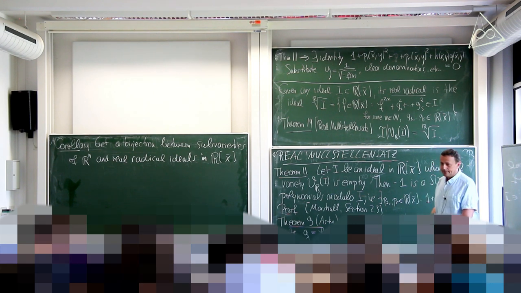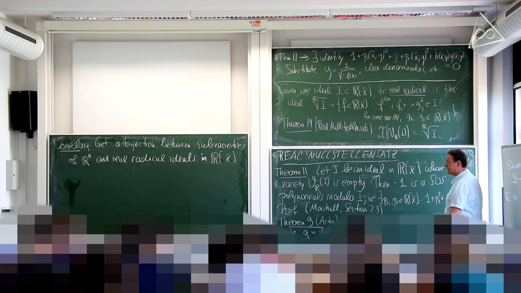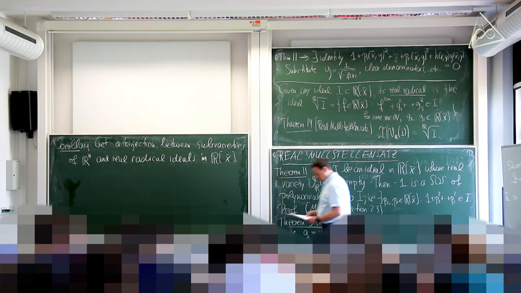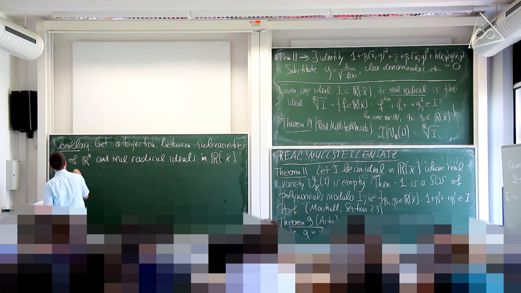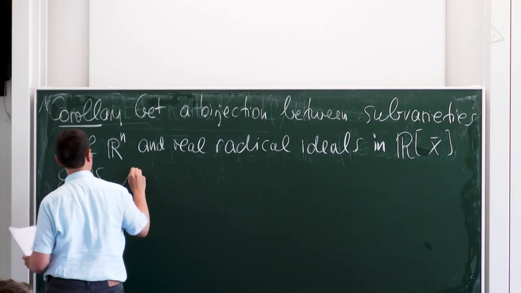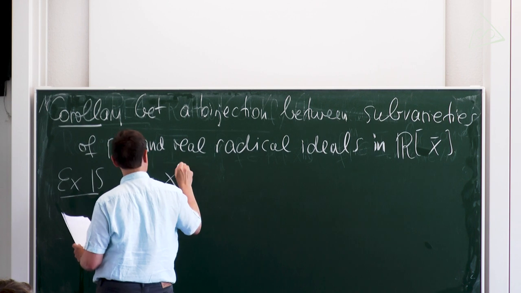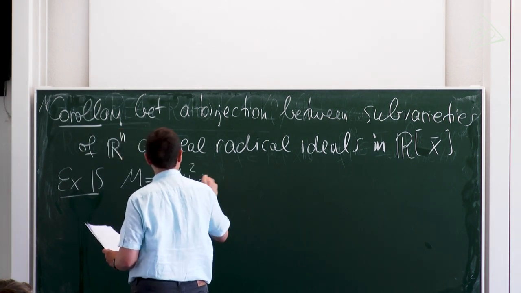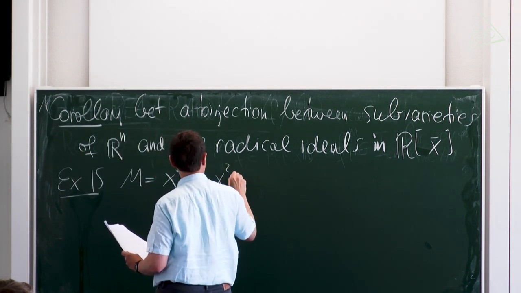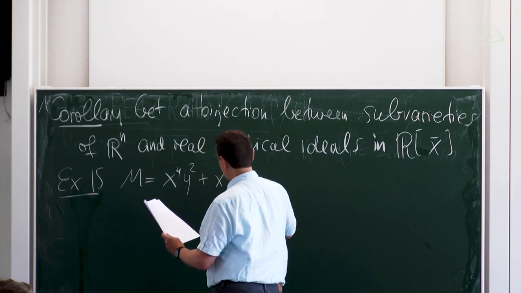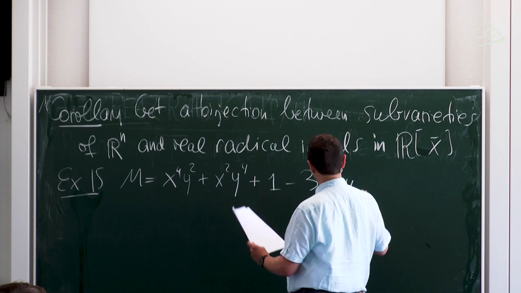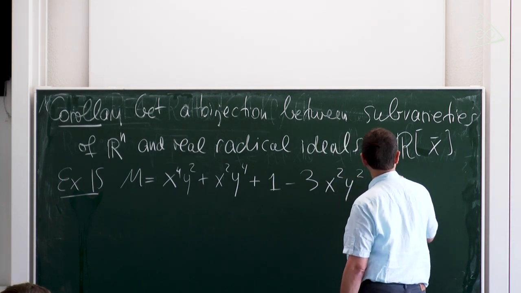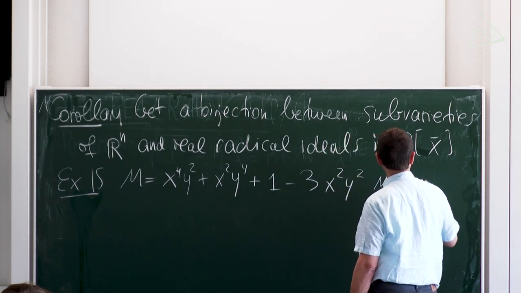So, okay, with the real radical, how do you compute it? That's one question. But let's do an example first. So let's go back to the Motzkin polynomial. This is example 15. So reminder, that's x to the fourth y squared plus x squared y to the fourth plus 1 minus 3 x squared y squared. So that's the Motzkin polynomial.